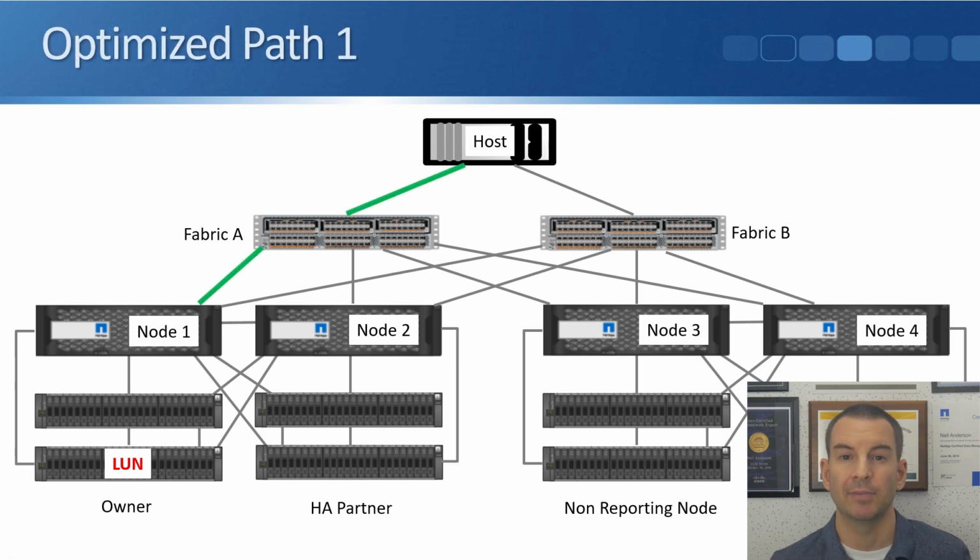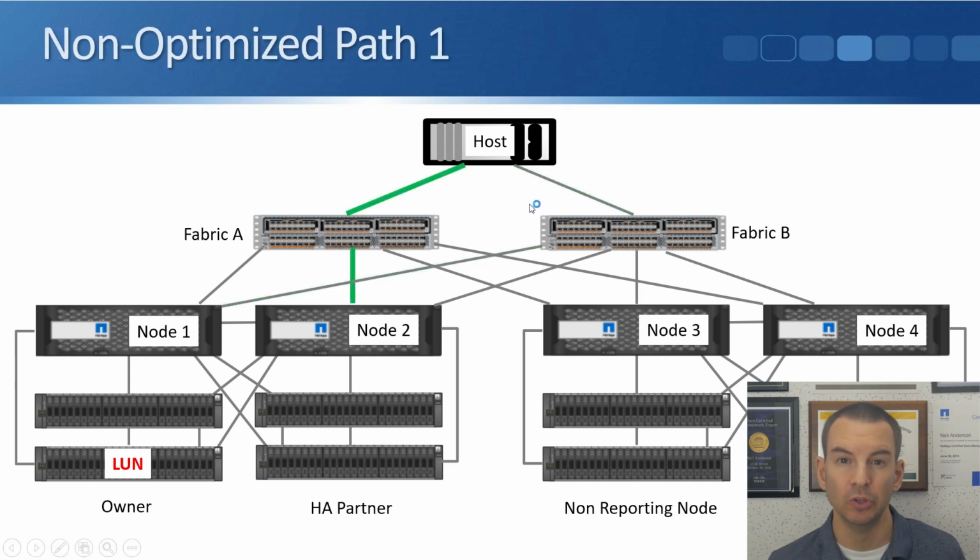Looking at the different paths, we've got 2 optimized paths. Both our optimized paths terminate on the node which owns the LUN, that is node 1. So we've got optimized path 1, which is through fabric A and terminating on node 1. We have optimized path 2, which is terminating on node 1, going through fabric B. These are going to be reported back to the hosts as the preferred paths that it can use. The host can then either use active standby, where it uses one path and will fail over to the other if that path fails, or it can use active, in which case it will use both paths, and if one of the paths fails, it will just use the other one.